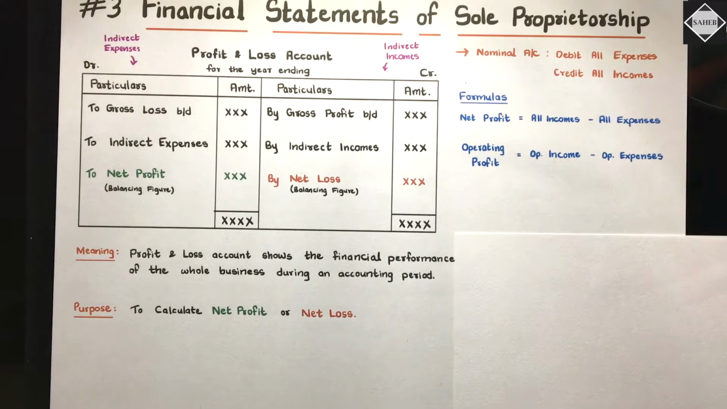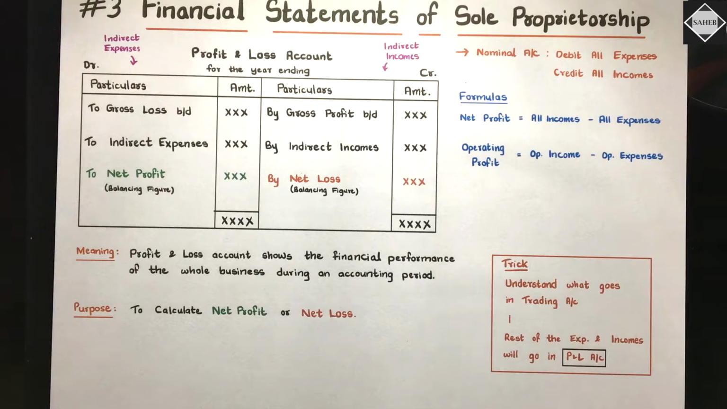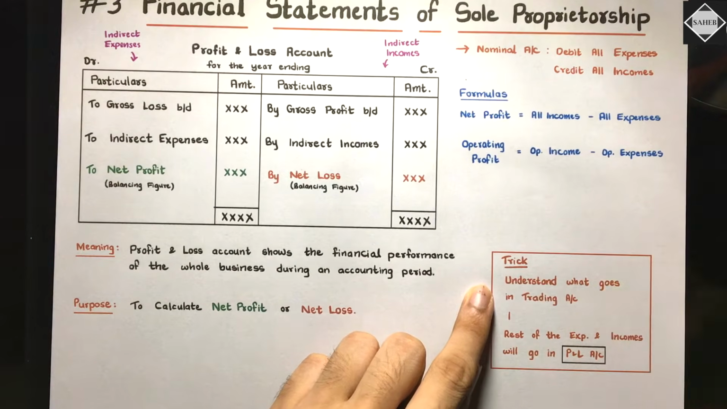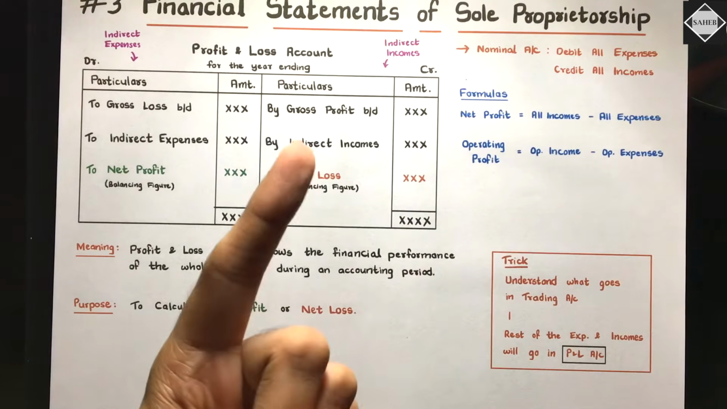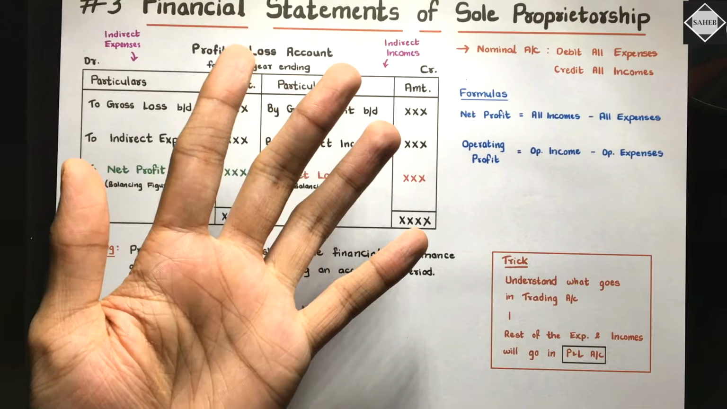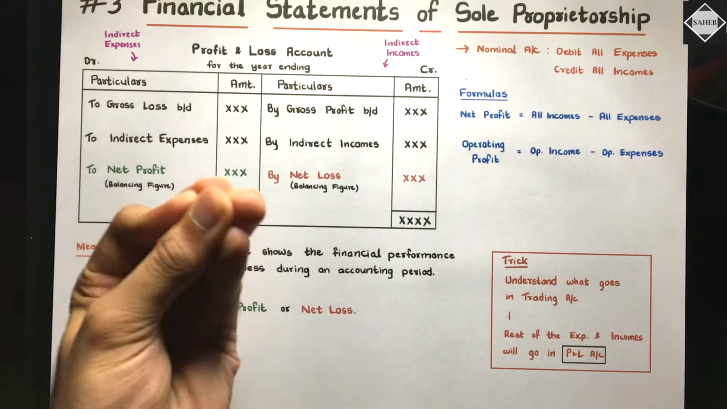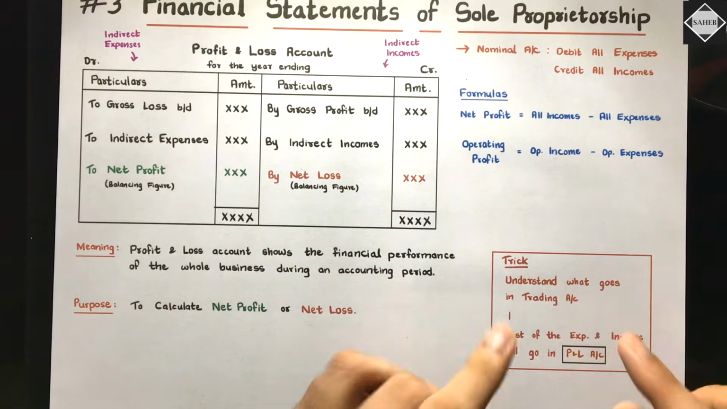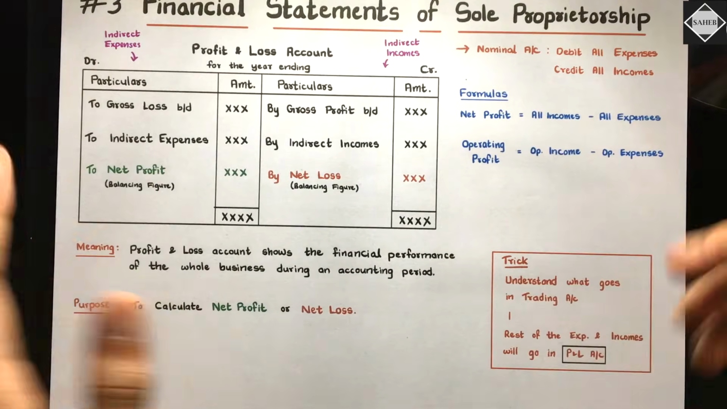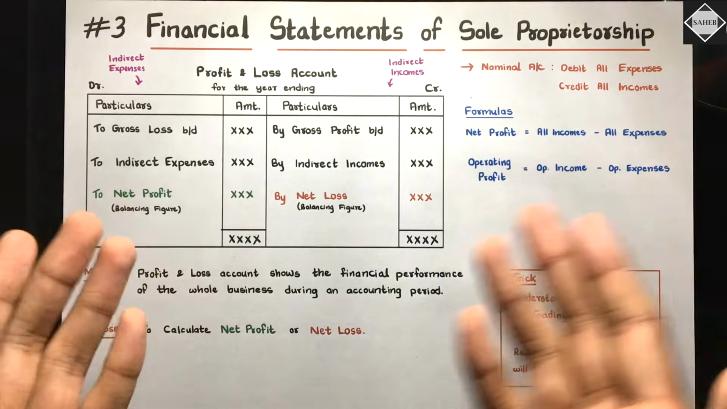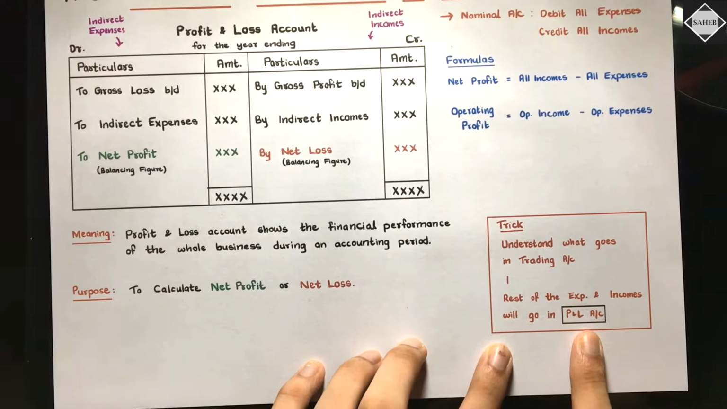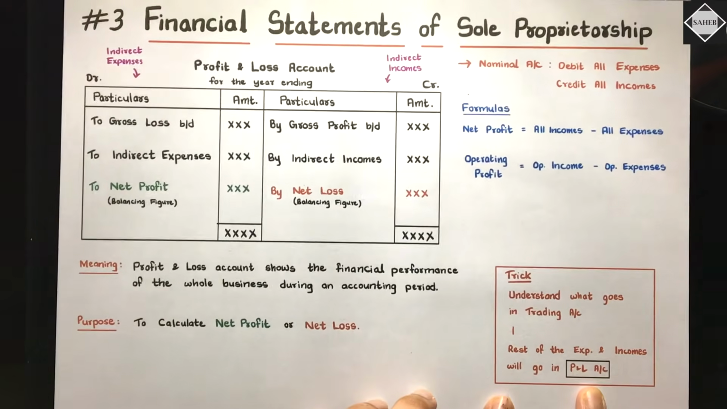Yes. And then I have to also tell you a trick. Understand what goes in the trading account, right? Only a few things go in the trading account, isn't it? Whatever is related to the factory: sale, purchase, opening stock, closing stock, direct expenses. If you remember these things properly, then whatever is left, whatever new expense or new income you see, you don't have to worry about that. You will directly take it in the profit and loss account. The rest of the expenses and incomes will go in the profit and loss account. Is it clear? Simple and straightforward.